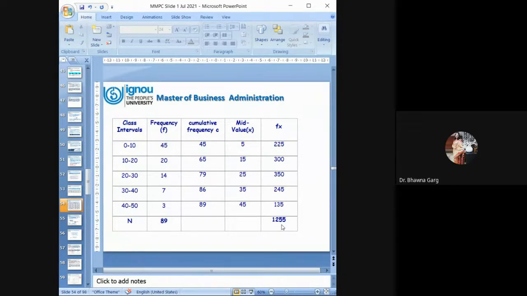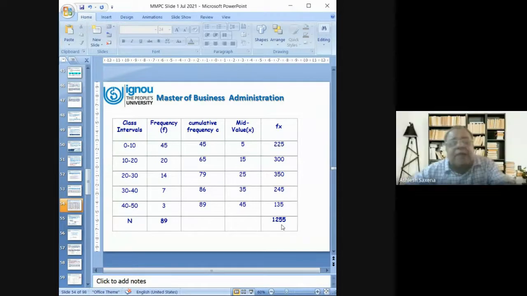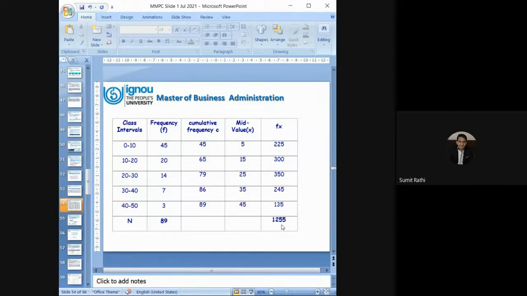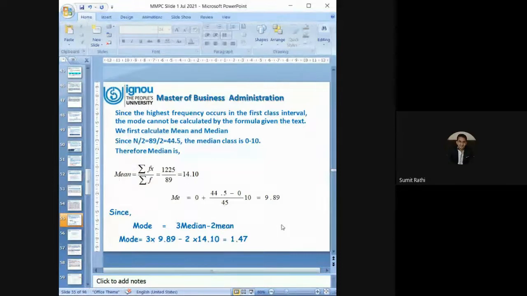Sir, F is 89. नहीं, F 89 नहीं है. F आपका 45 है. 89 is the sum of F, not F. So that's the difference. F is the frequency of the median class, the number nearer to the CF basically.